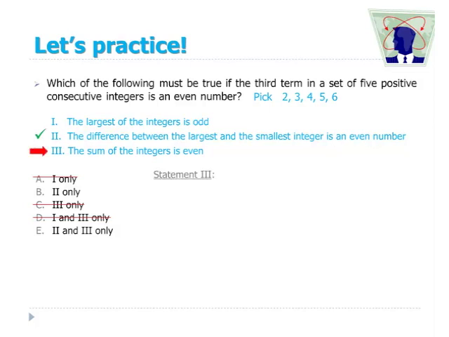Statement 3. The sum of the integers is even. 2 plus 3 plus 4 plus 5 plus 6 equals 20. This is an even number and, therefore, statement 3 must be true. So now we know that statements 2 and 3 must be true and the correct answer is E.